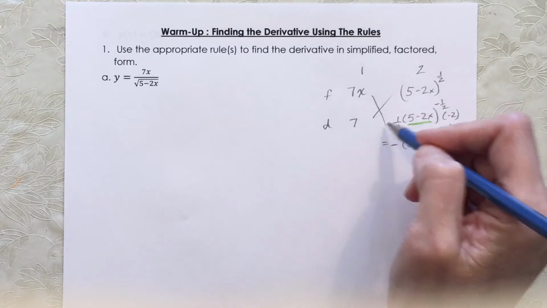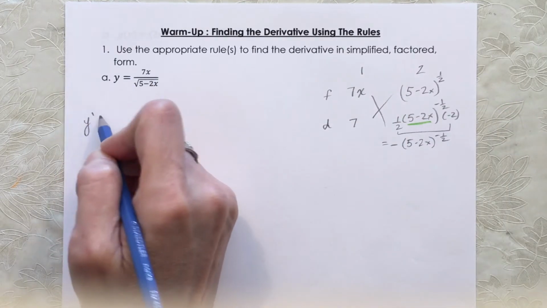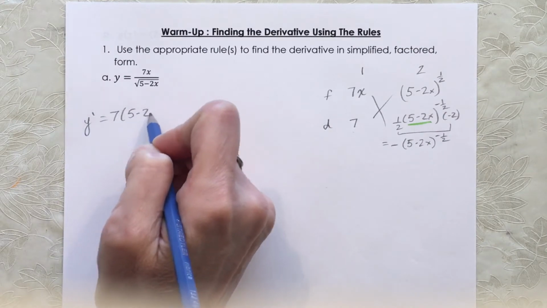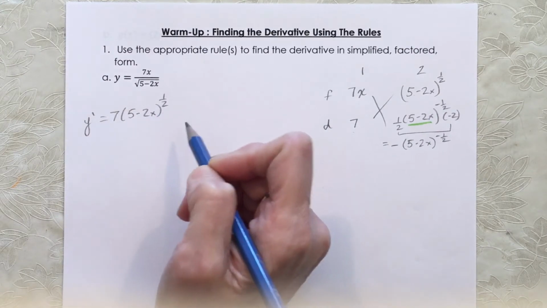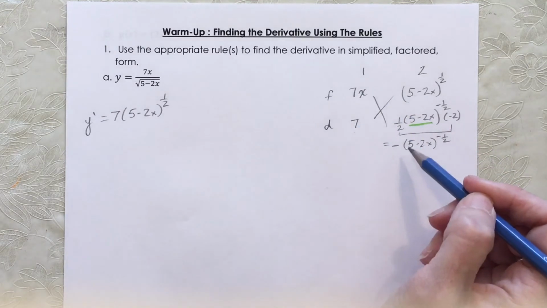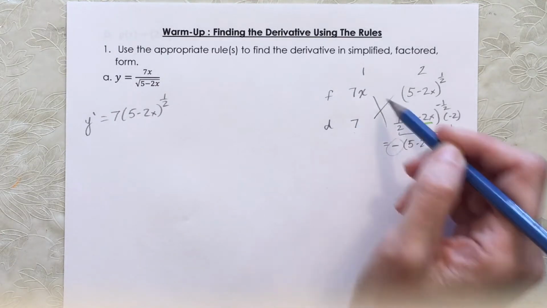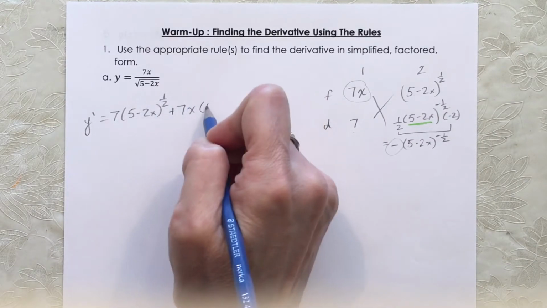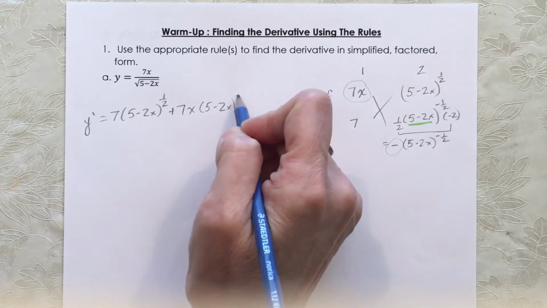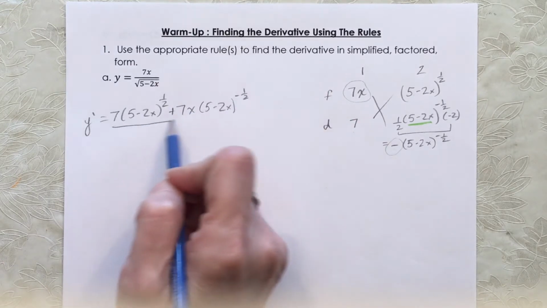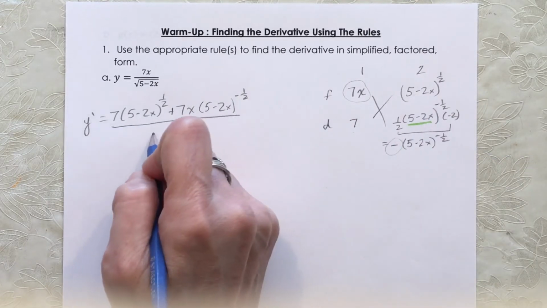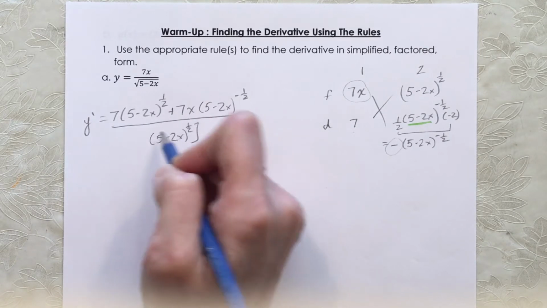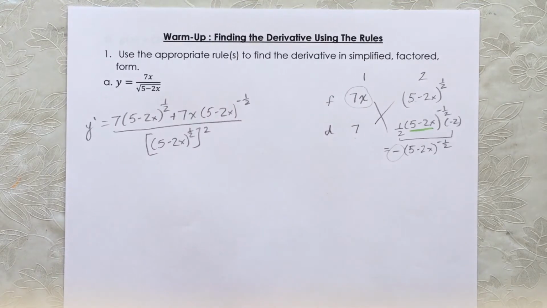And then we crisscross. So the quotient rule says derivative of the first times the second minus the first times the derivative of the second. So it's minus -1 times 7x, so that's plus 7x times (5 minus 2x) to the -1/2, all over the second squared. So that's the quotient rule.